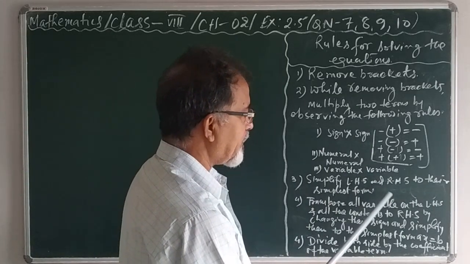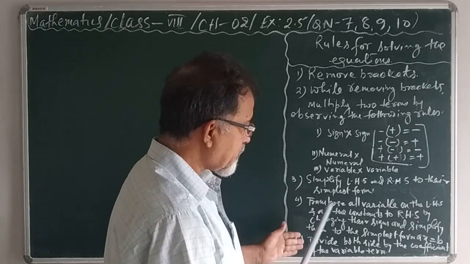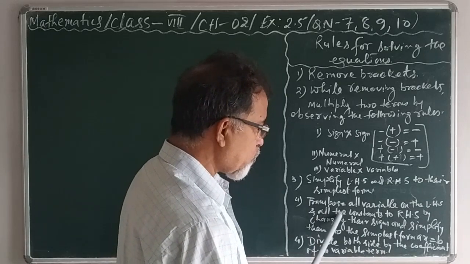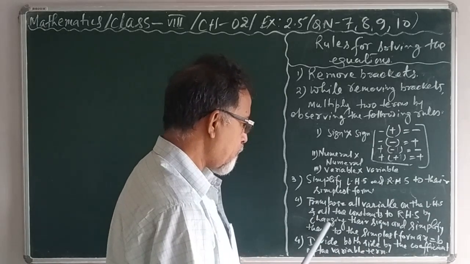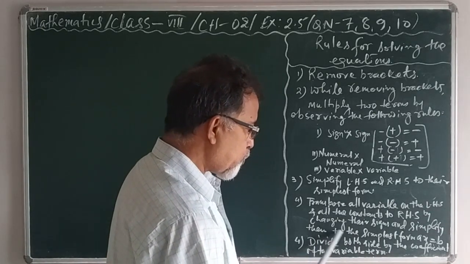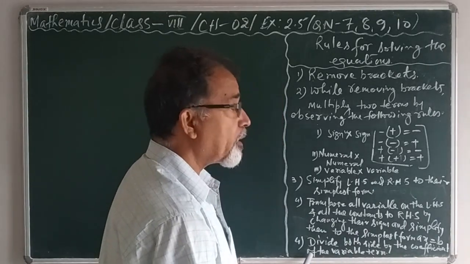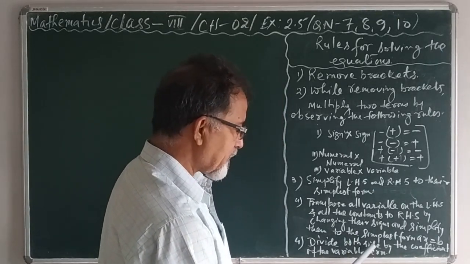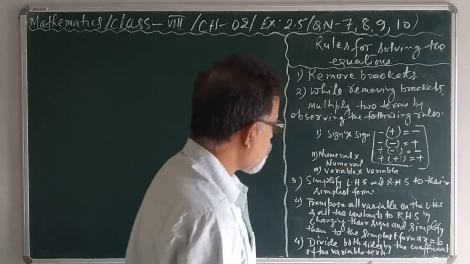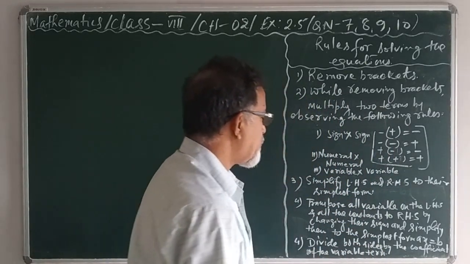Simplify LHS and RHS to their simplest form. Thereafter transpose all variable terms to the LHS and all constant terms to the RHS by changing the sign, and simplify them to the simplest form, ax equal to b. Divide both sides by the coefficient of the variable term.